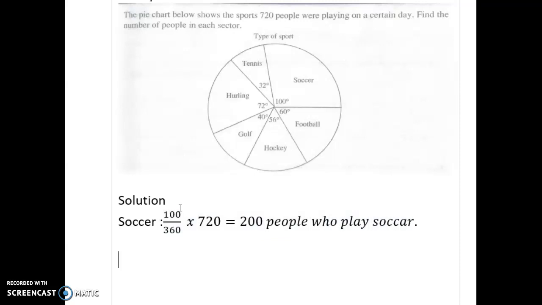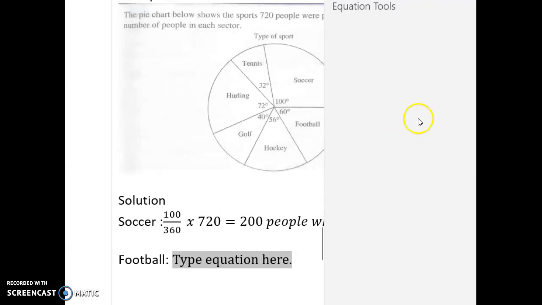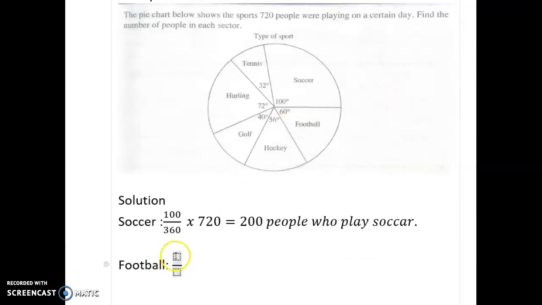Okay, the next one would be football. And that is going to be, again, we'll do the exact same thing. We want to do the size of the angle, which is 60 degrees, over 360. And that is multiplied by 720. So that's going to be 60 over 360 multiplied by 720, and that's 120 people.